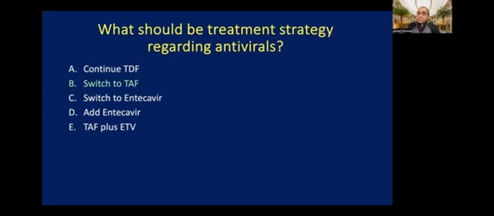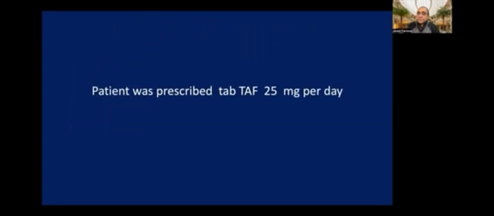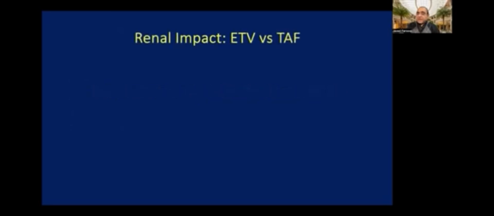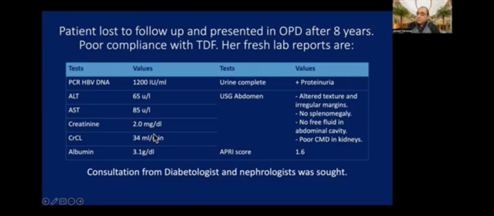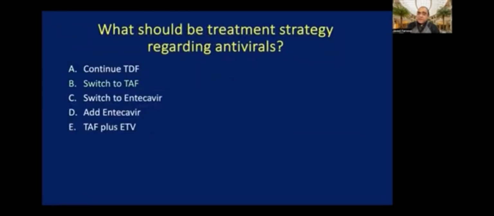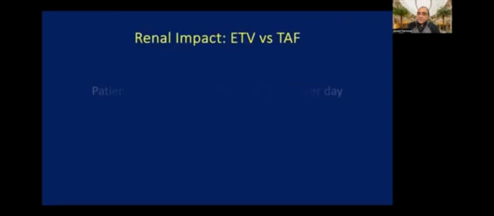What's the correct answer? Switch to TAF. So the patient was prescribed tablet TAF 25 milligram per day. And the reason is the renal impact: entecavir dose needs to be adjusted if the eGFR is less than 50 ml per minute. Here the eGFR was low in this patient, it was 34. So instead of going into adjustment of the entecavir dose, TAF is better than that.